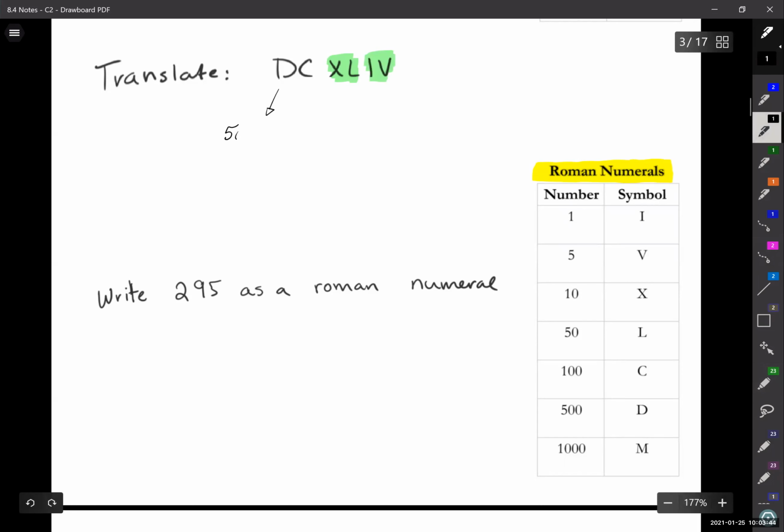The D is the 500 plus a C is a 100 plus, okay. Now, when this is out of order, X coming before the 50, or 10 coming before the 50, means it's 10 minus 50. So that would be 40. And then the 1 coming before the 5 means it's 1 minus 5, which would be 4. Okay, so we should get 500 plus 100 is 600. 44 is our answer.